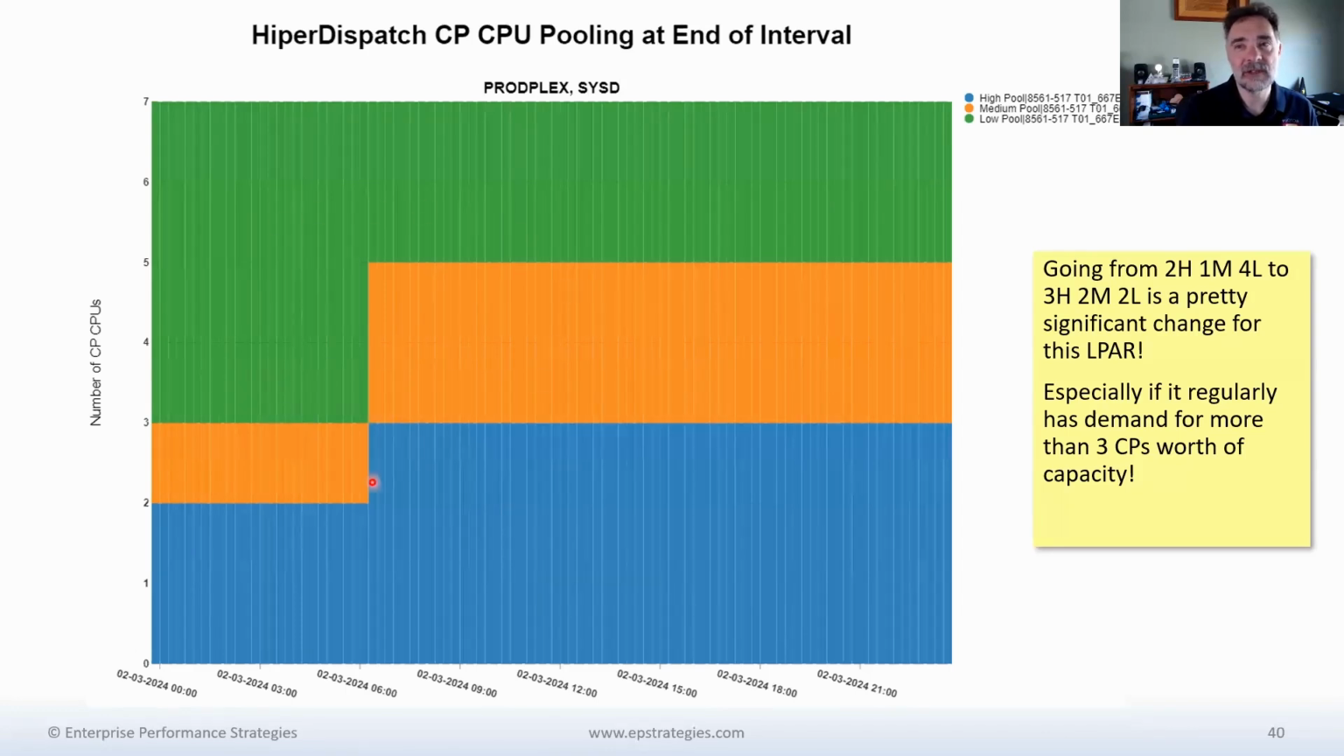If they didn't do this weight change, the LPAR would have to be parking and unparking these vertical lows to be able to get that capacity. Okay, so this is a significant change. Again, now we have 3 CPs instead of 2 to get that longer 100 millisecond dispatch interval. This is probably significantly good for sysd.